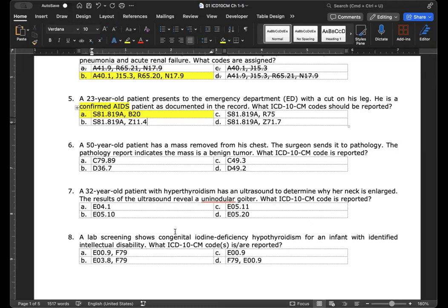Okay. Number 6, a 50-year-old patient has a mass removed from the chest, and the surgeon sends it to pathology. Pathology report indicates that the mass is a benign tumor. So for this one, where do you want to go look in the alphabetic index? Tumor. Okay.